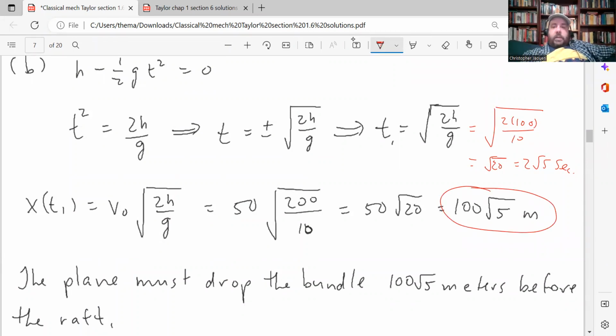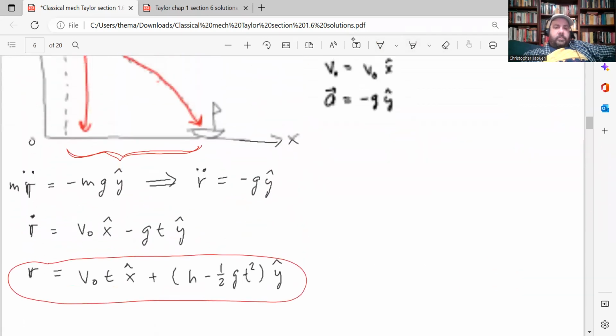Which means that the airplane has to drop the package 100 root 5 meters before the raft. This way, the package hits the raft exactly when it hits the ground. So that's the answer for part B. There's actually two answers here. This is one of the answers, and this is the other answer. There's a part C also.